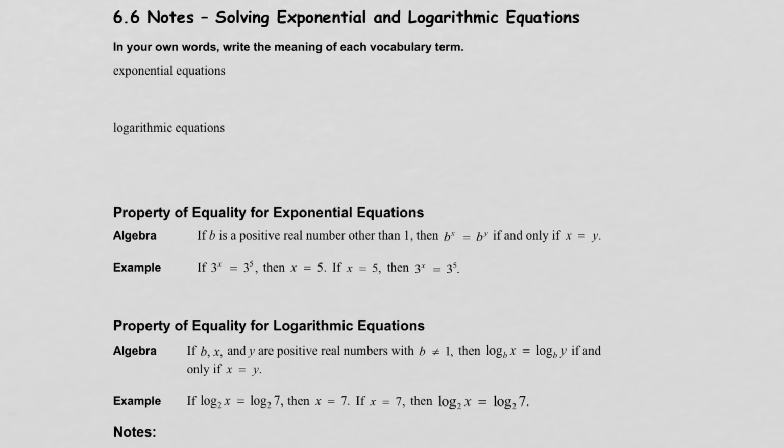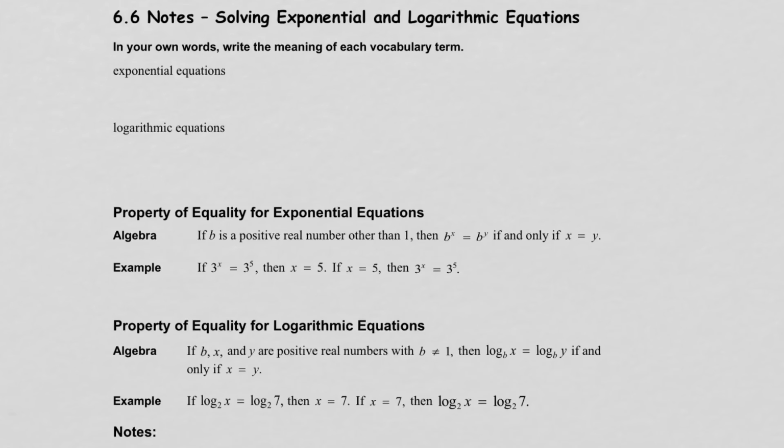Okay, today with 6.6 notes, we're talking about solving exponential and logarithmic equations. Well, we know that exponential equations are those equations that deal with exponents. So it might be 2 to the x power equals 4 or something of that nature. And by that same logic, a logarithmic equation is going to be using a logarithm.